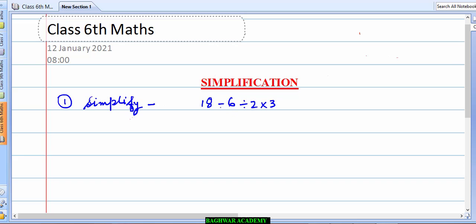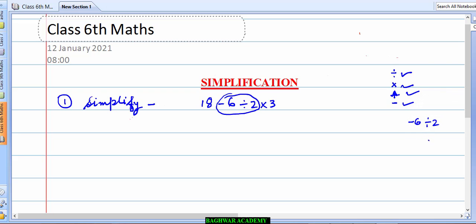Here, as I told you, suppose the operations given are minus, division and multiplication. So what is the order in which we need to solve? First we start with division, then multiplication, then addition, and at last subtraction. In this sequence we need to solve. So here we have division: 6 divided by 2. This portion we need to solve first. So how will we solve it? 6 divided by 2, this one we will solve.